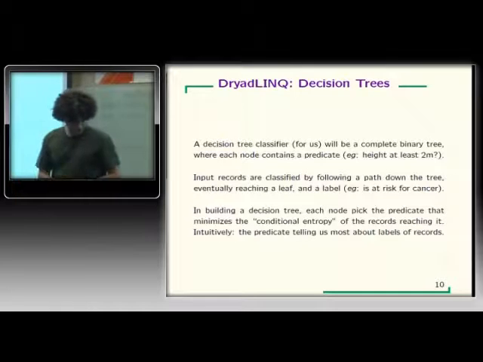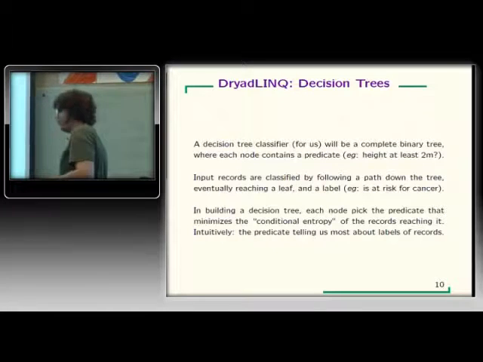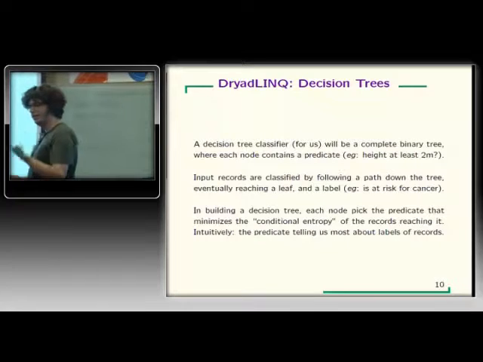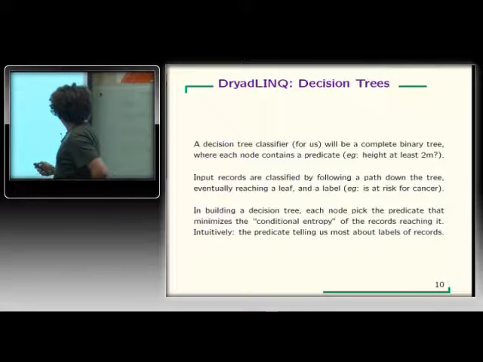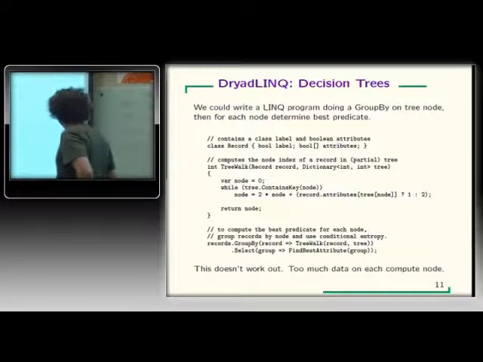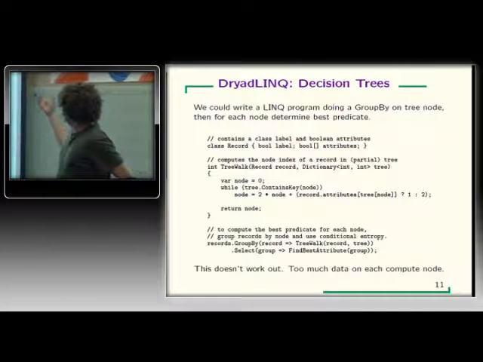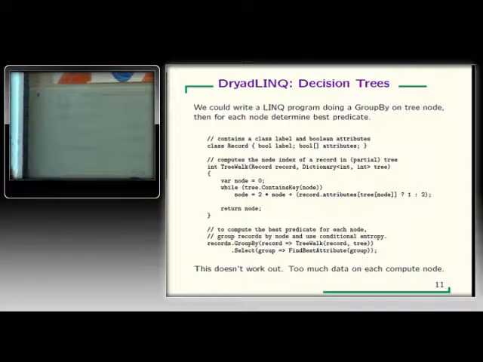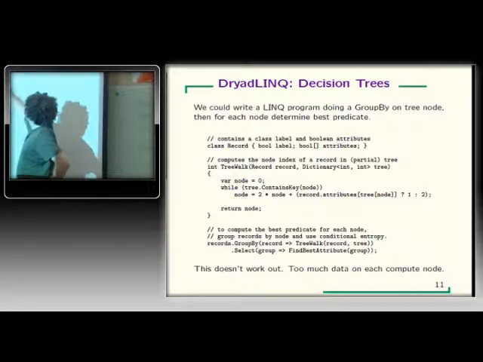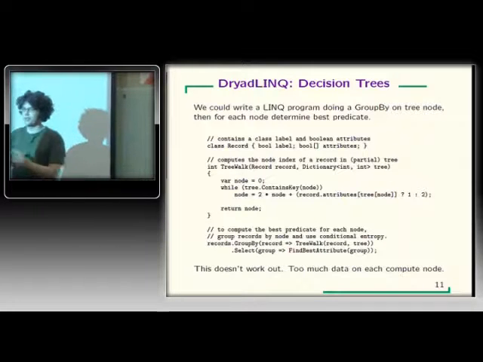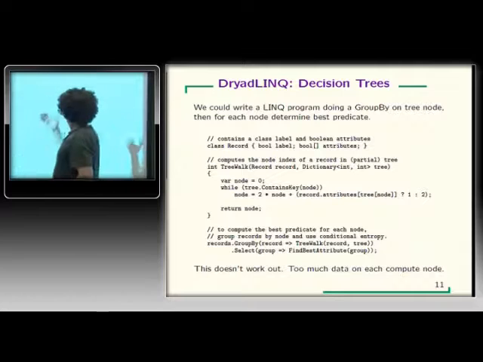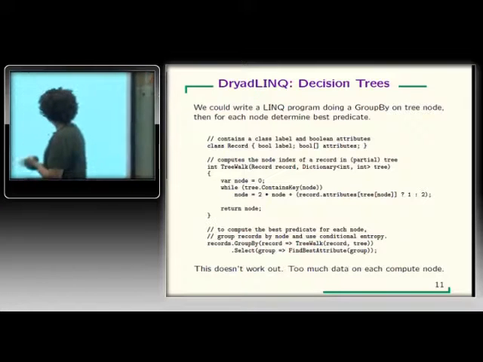All right. So that's the spirit. Let me describe a really easy way you could write this in LINQ, and then we'll see that it doesn't work. So here's one way of trying to code this up in LINQ. It's relatively simple in spirit. We're going to define this record class that has a label, and it has a Boolean array of attributes. So each attribute, of which there might be, let's say, I, has a setting, true or false.